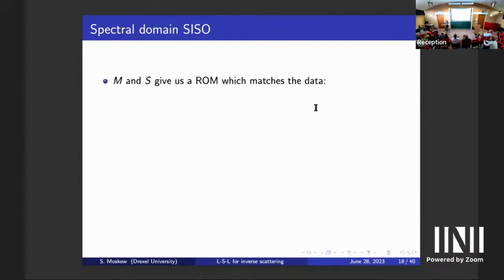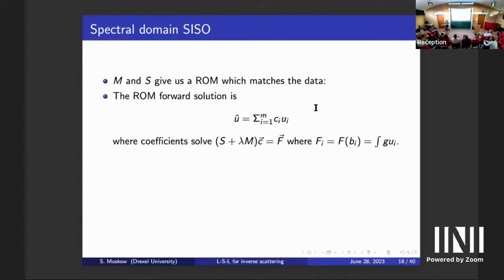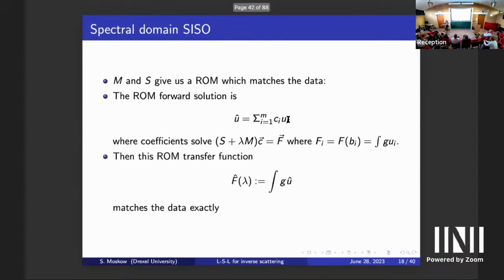So M and S give us a ROM, because it's a Galerkin projection, which matches the data. In what sense does it match the data? If I look at the ROM forward solution, if I had these exact U's and looked for a Galerkin solution, I would find the coefficients that solve this system, where the right-hand side is just your data. It's just a Galerkin system for the unknown coefficients. I would have the Galerkin projection onto this space, which should be a good approximation to the solution. In fact, when lambda is one of the given spectral points, it will be exact.